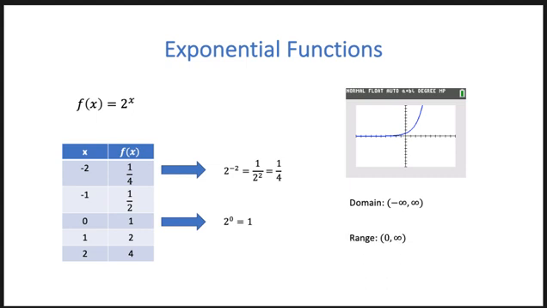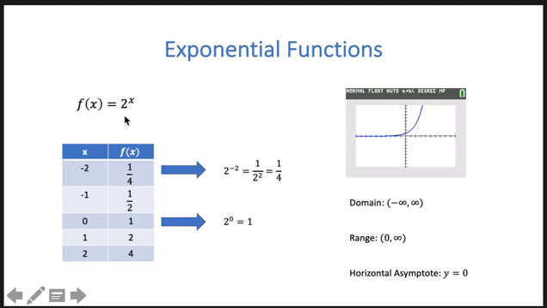But the range is not all reals. You should notice that you're going to get a horizontal asymptote. That's the next characteristic. And that horizontal asymptote is when y is equal to 0. It's the x-axis. So the range goes from 0 to infinity. And 0 is not included.